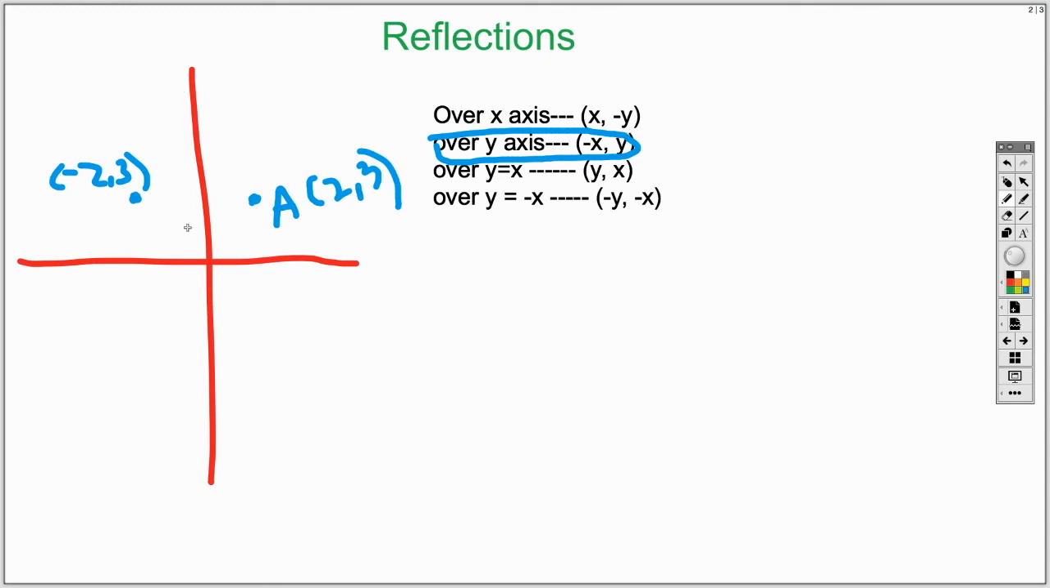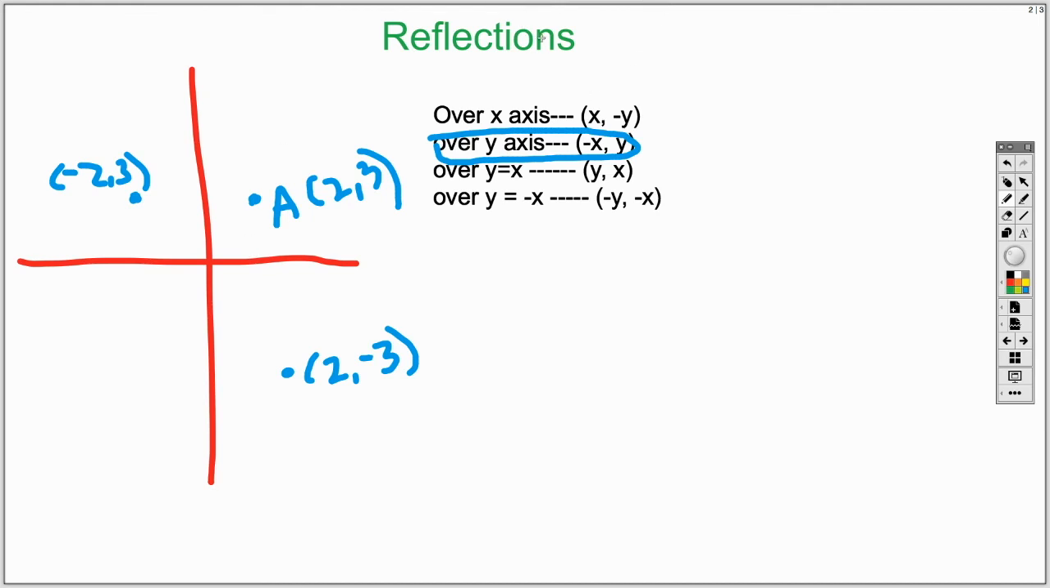But we can also reflect it over the x-axis. So if my point A is (2, 3), then instead of using this formula, I can use this formula: (x, -y). So this time my x stays the same, but instead of 3, my y would become negative 3. So (2, -3) would be in this quadrant, and this would be my point. So now this has reflected over the x-axis.